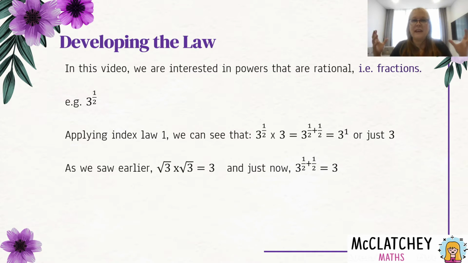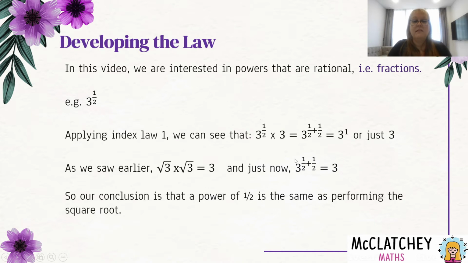So let's bring it all together. We saw that the square root of 3 times the square root of 3 was equal to just 3. And now we've seen that 3 to the power of a half times 3 to the power of a half was the same as 3 to the power of a half plus a half, which also made 3. So you can see this little connection here: this square root of 3 and this 3 to the power of a half, when I multiply them by themselves, we end up with the same answer of 3 each time. So you could infer that this is equal to this, and in fact, that is what is happening here. Anytime we've got the power of a half, it's the same as performing a square root.